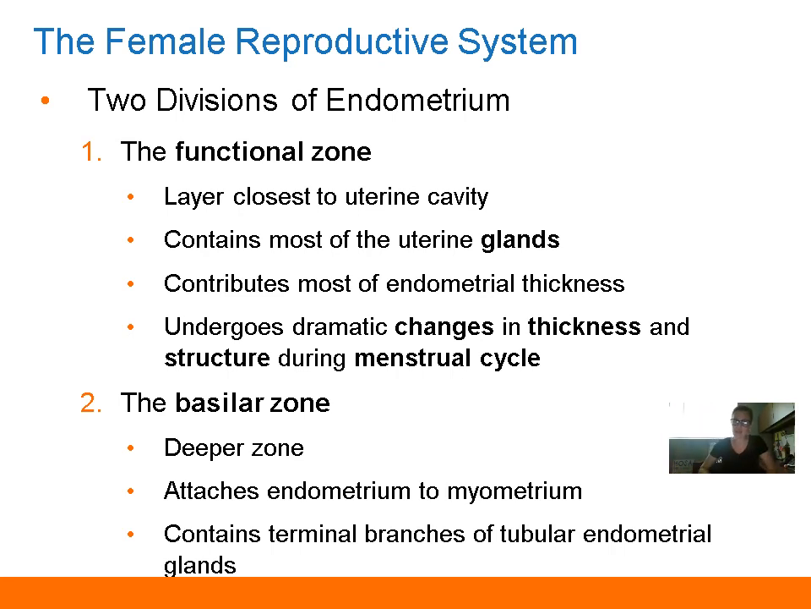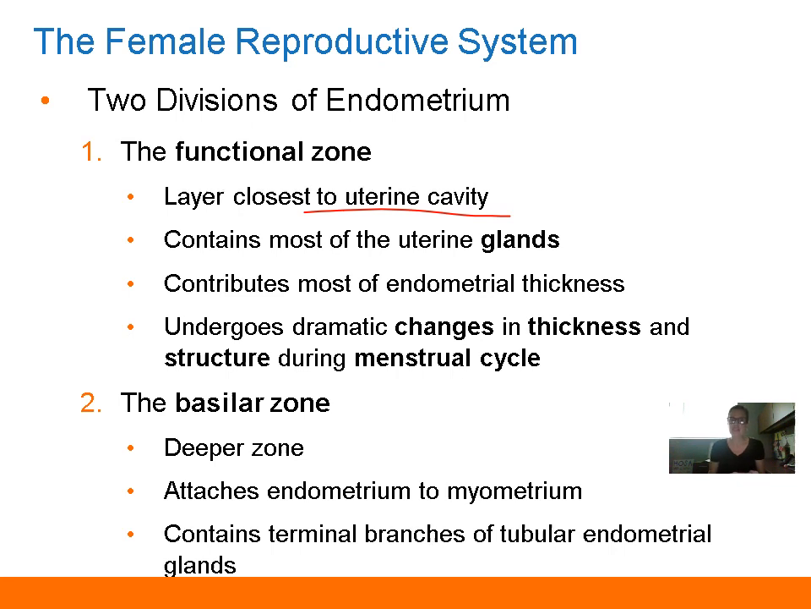When we look at the endometrium, there are two divisions or parts to the endometrium. The inner area is the functional zone, and then the deep part of it is the basilar zone. By innermost, I mean the superficial layer, the part that's near the surface, near the uterine cavity. That is the functional zone. Again, the functional zone is closest to the uterine cavity. This is the part that would actually come in contact with where the fetus is.